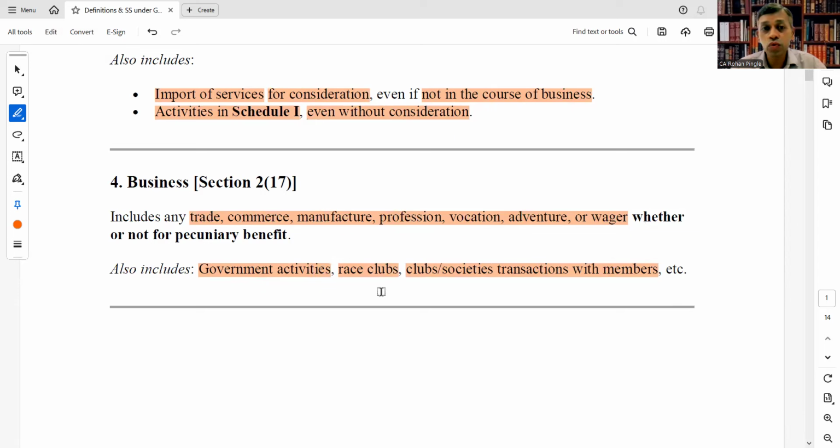Business includes any trade, commerce, manufacture, profession, vocation, adventure, or venture, whether or not for pecuniary benefit.